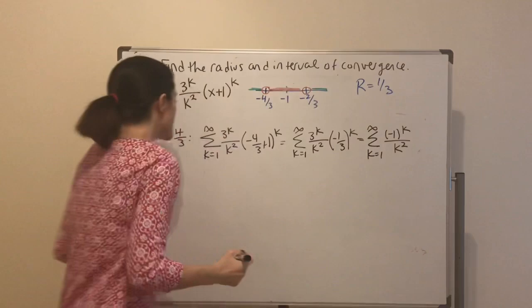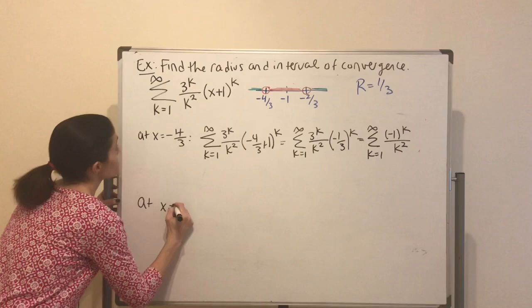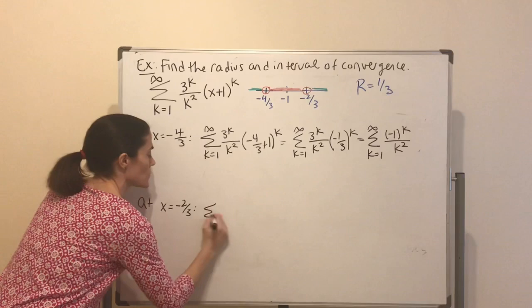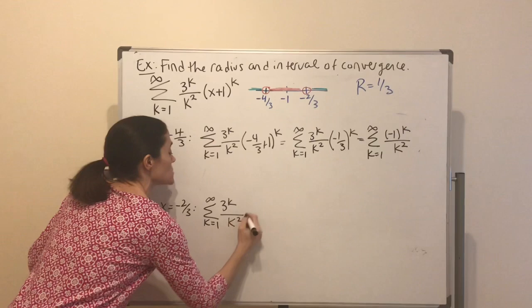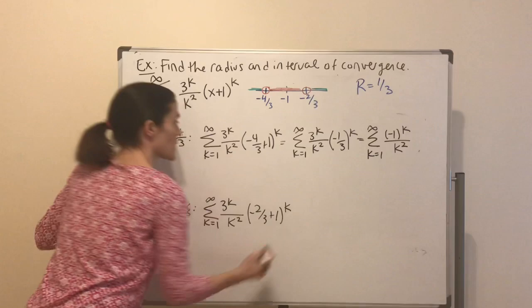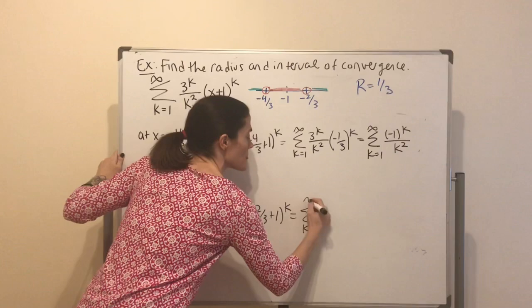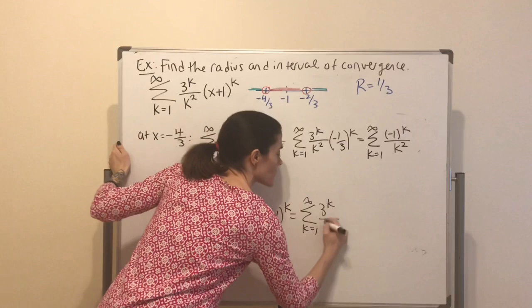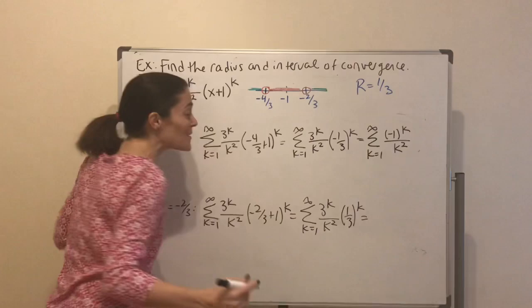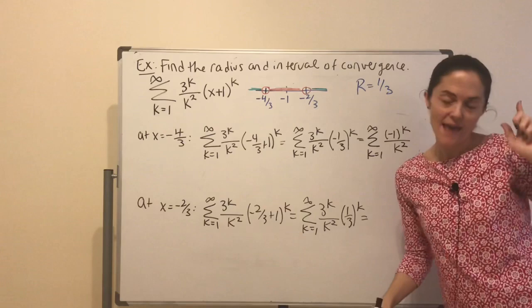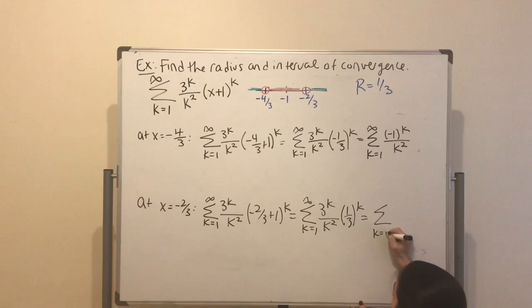Okay, now let's do the other endpoint. I'll leave a little space so we can write something about the convergence or divergence. So we take a sum, 1 to infinity, of 3 to the k over k squared times negative 2/3 plus 1, which is 1/3 in here. So we have 3 to the k over k squared times 1/3 to the k. When you multiply 3 to the k by 1/3 to the k, it's just 1 to the k, which is 1. So this is a sum of 1 over k squared.